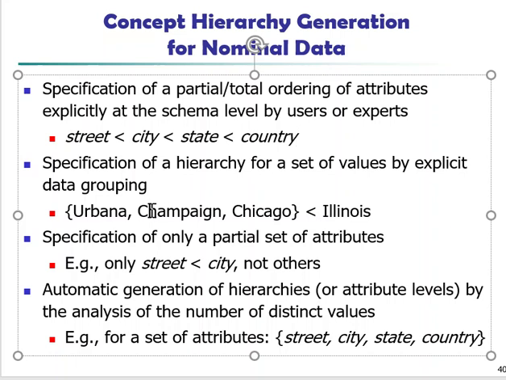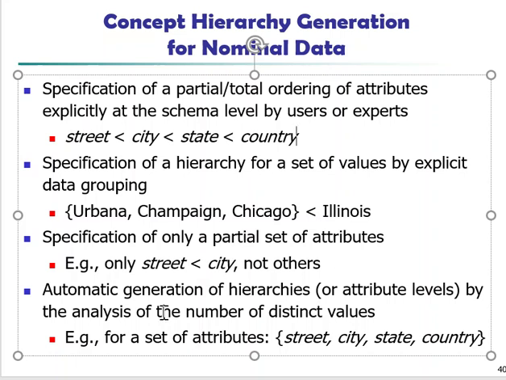Other times we can enumerate a set of smaller concepts that form a larger concept, so it's by using explicit grouping. So Urbana, Champaign, Chicago are all cities in Illinois. We can also specify a partial set of attributes. Instead of having this complete set, we can have street is narrower than city. So a city can include many streets, and one street only belongs to one city.